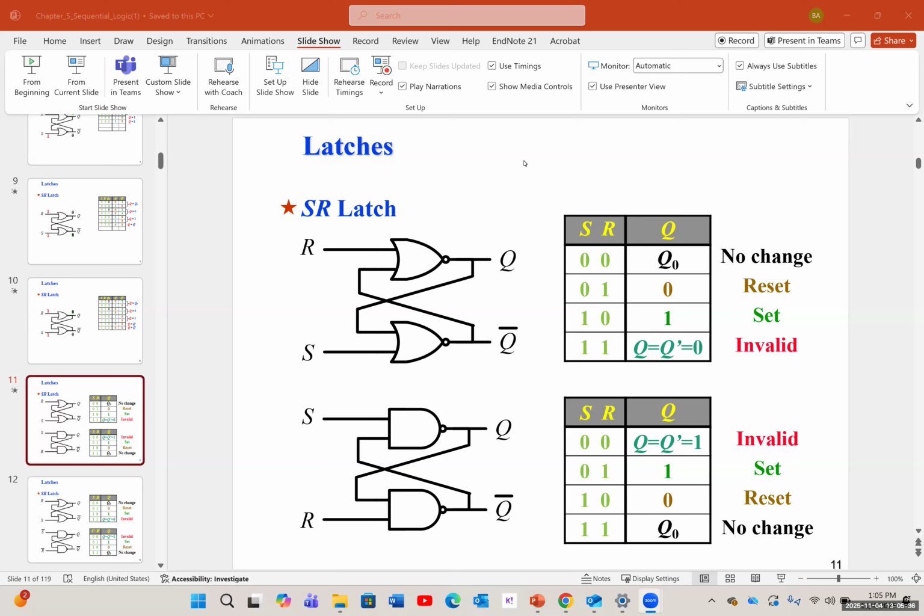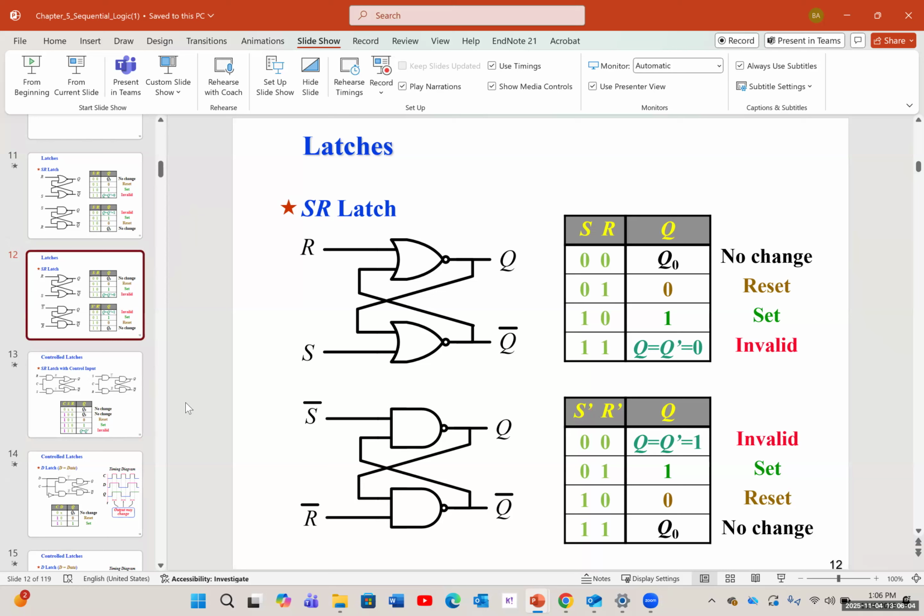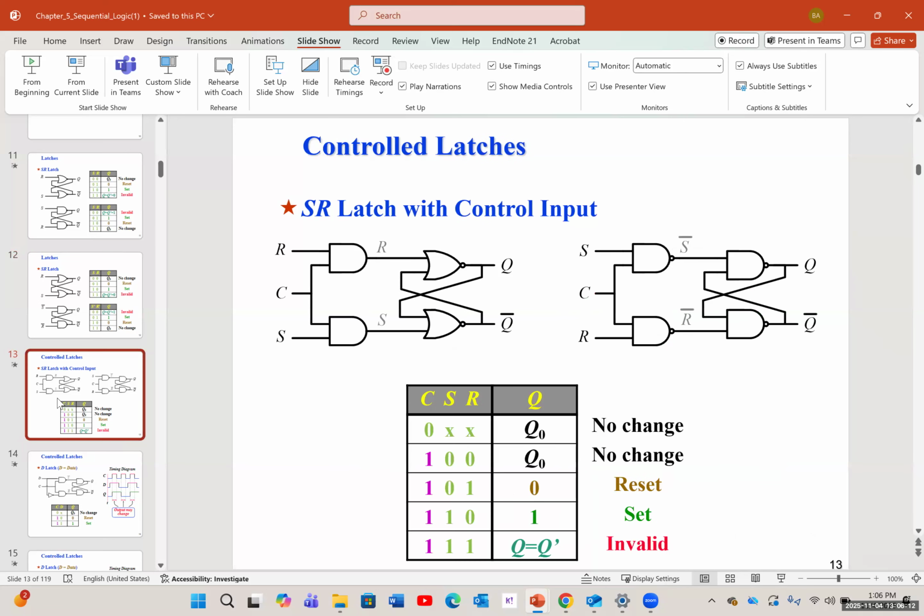Now, last week we started the latches. A latch is a type of sequential logic circuit which can store 1 bit of data. We have different types of latches. For example, the SR latch, which is made from 2 NOR or 2 NAND gates. If we want to have a controlled latch, it's a combination of 2 NOR gates with 2 AND gates, or 4 NAND gates.